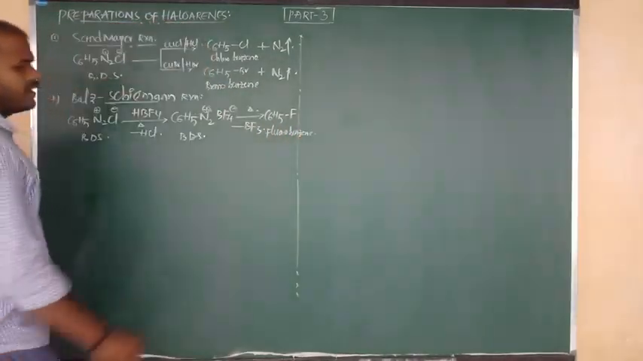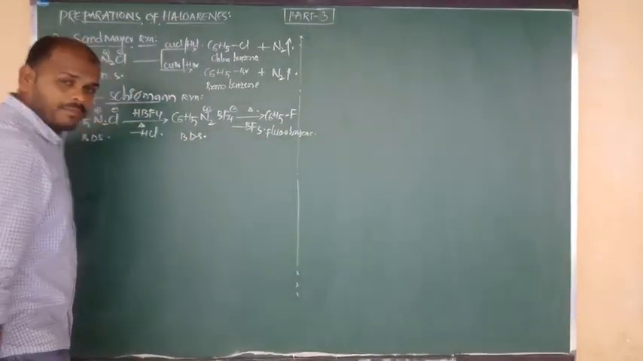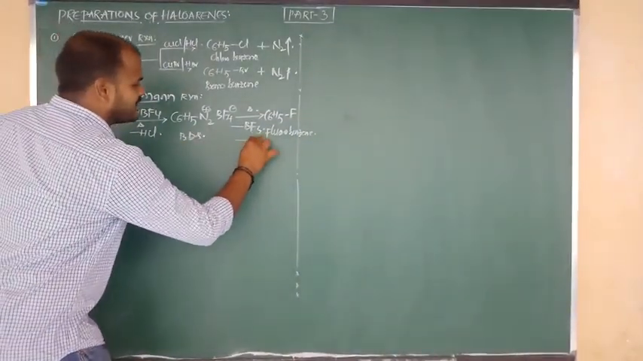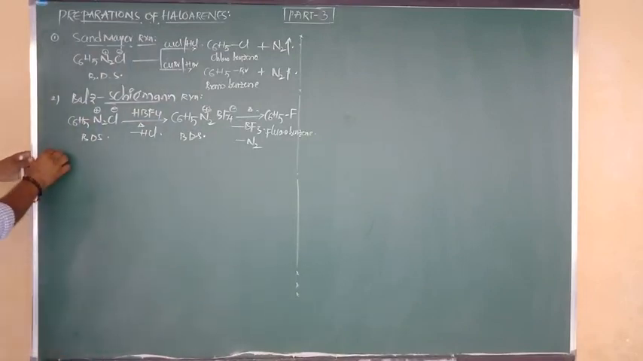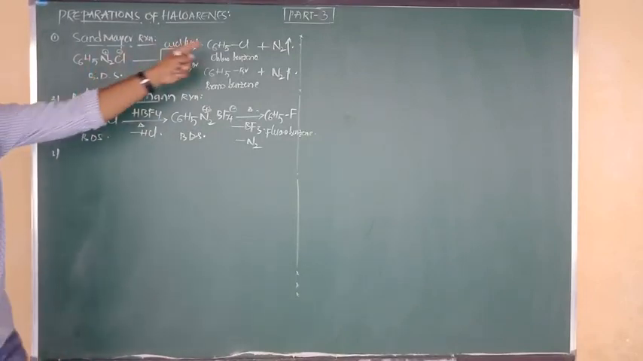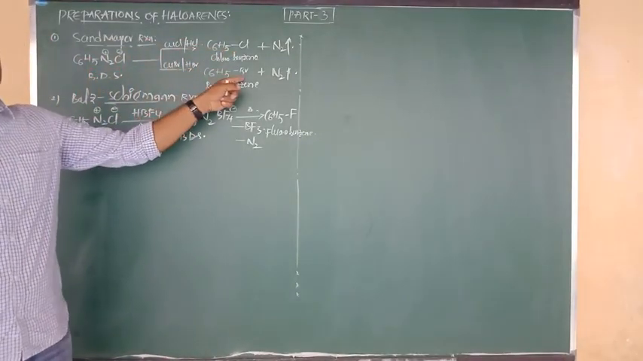Fluorobenzene. Okay, beta. And the releasing byproduct is what? BF3. And the releasing gas is nothing but what? N2 gas. Everything is same. Very good. Next, go for BDS to chlorobenzene and BDS to bromobenzene.